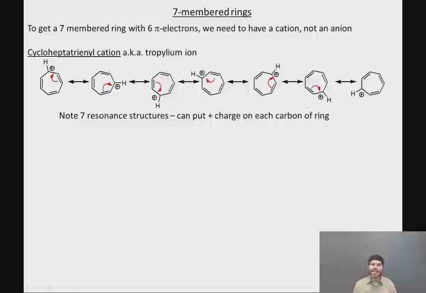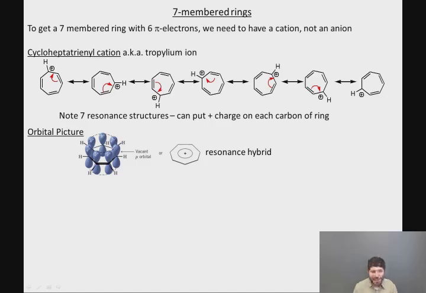So just like in the case where there were 5 resonance structures for the cyclopentadienyl anion, there are 7 resonance structures for the tropylium ion, and the positive charge can be put on each carbon of the ring, essentially saying that all 7 carbons of the ring are essentially the same. Once again, just like in the case of pushing the arrows to get from one resonance structure to the next for the anion, the positive charge moves 2 carbons around the ring with each successive resonance structure, except in the case of the cation, we need only 1 curved arrow to get from one resonance structure to the next, rather than the 2 curved arrows that we needed for the anion.